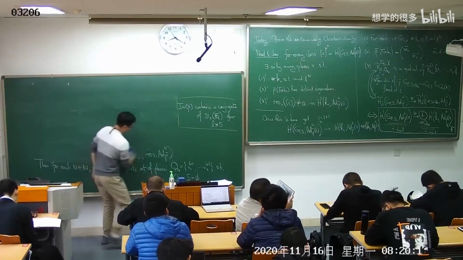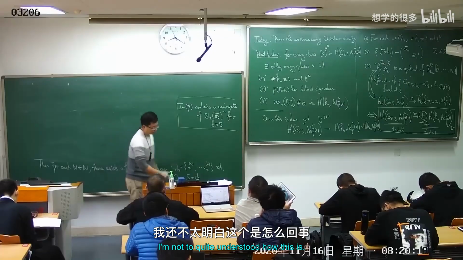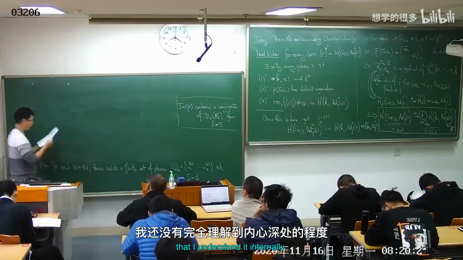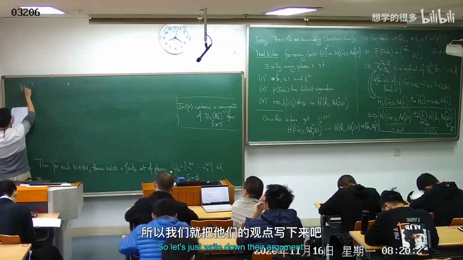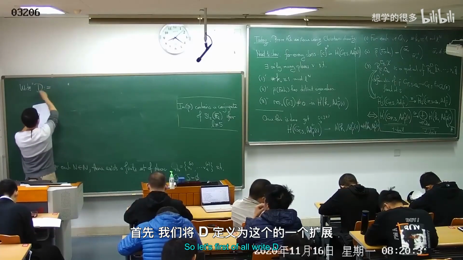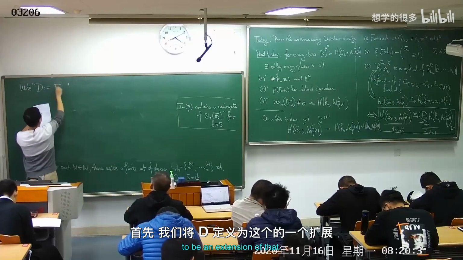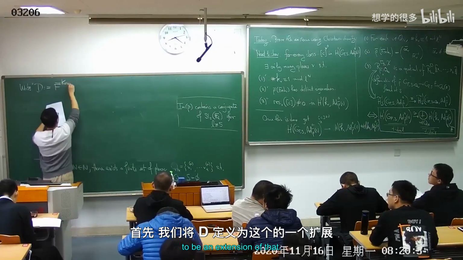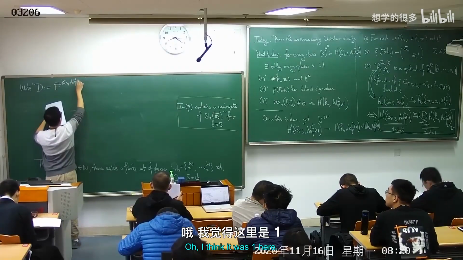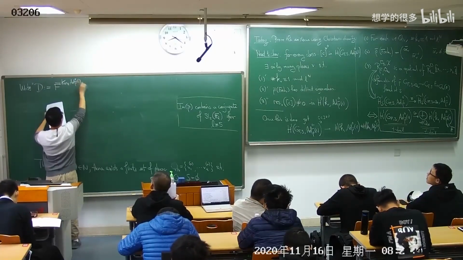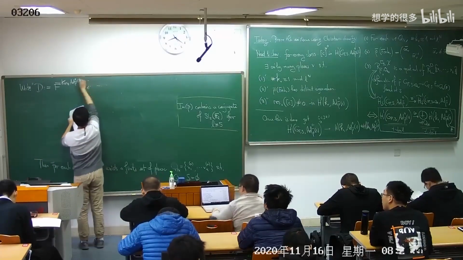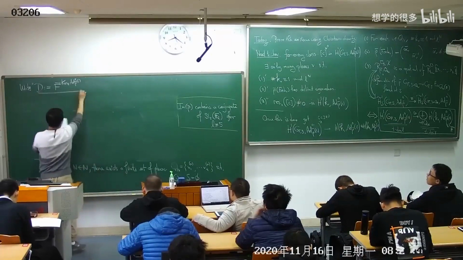I have to be honest with you. I haven't quite understood how this is. I haven't sort of understood it to the point that I understand it internally. So let's just write down their argument. So let's first of all write D to be an extension of F. I think it was 1 here. So let's write D to be this field.